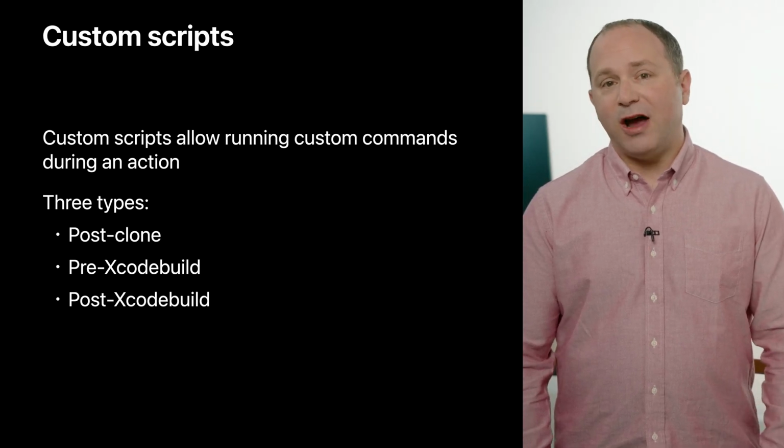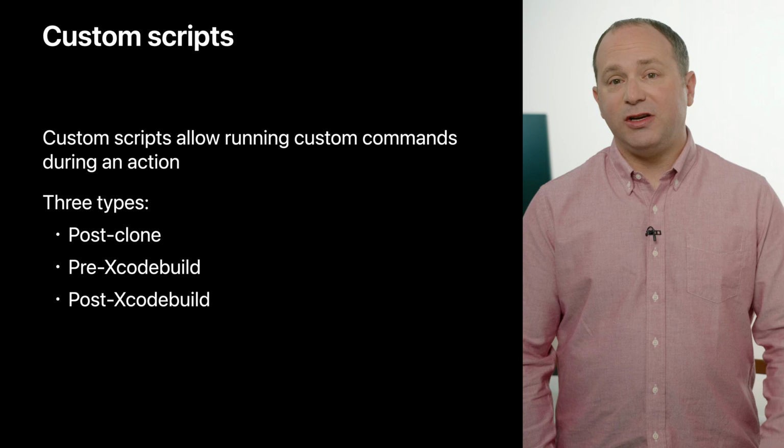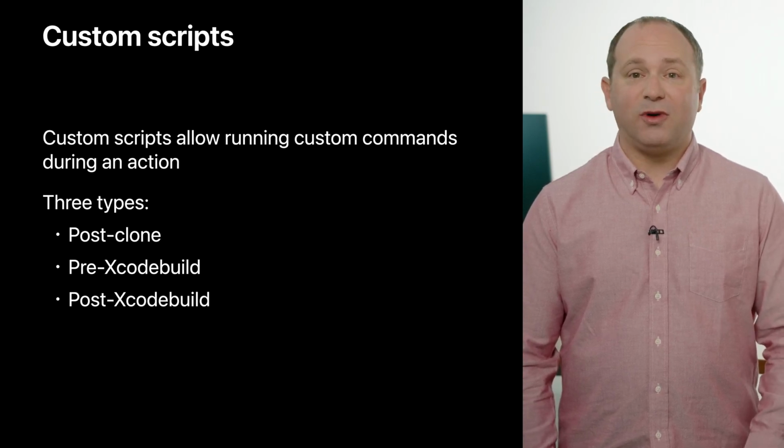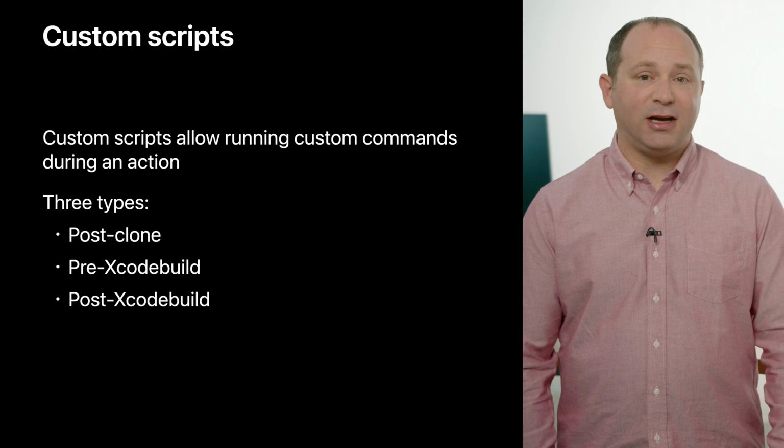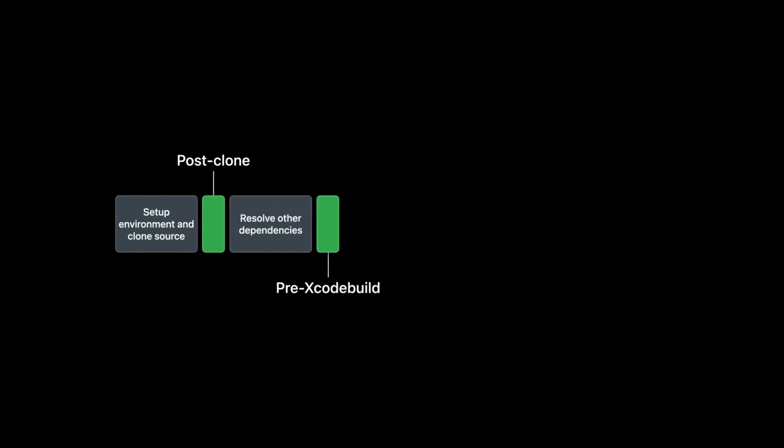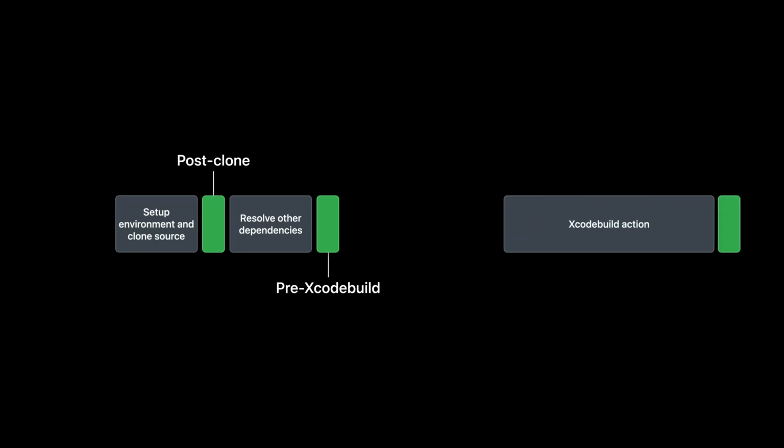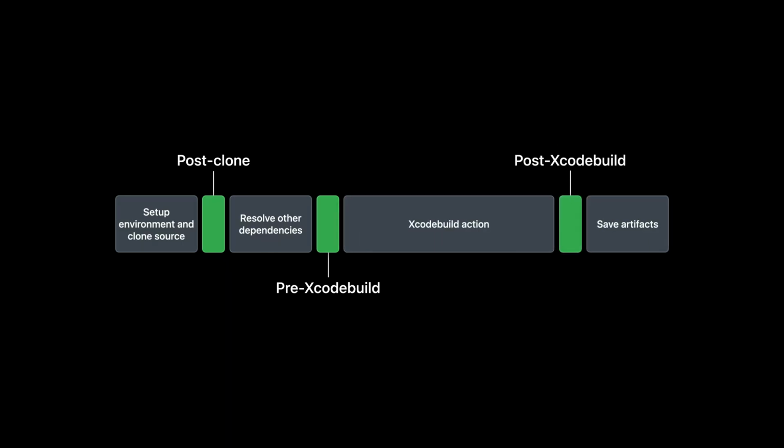Each time Xcode Cloud runs an action, it performs a series of steps, and each of the custom scripts, as hinted at by its name, is run as a step at a particular point in an action. First, Xcode Cloud sets up a temporary environment and clones source code from your primary repository. Afterwards, Xcode Cloud runs the post-clone script. After resolving all other source dependencies, Xcode Cloud runs the pre-Xcode build script. Next, Xcode Cloud runs the action's corresponding Xcode build command.